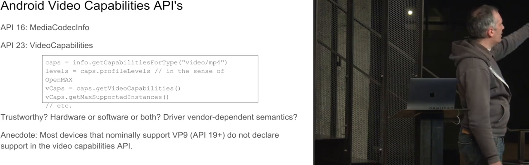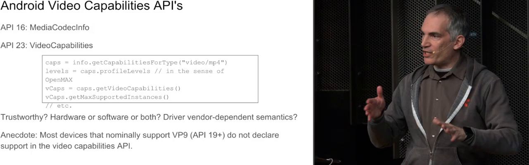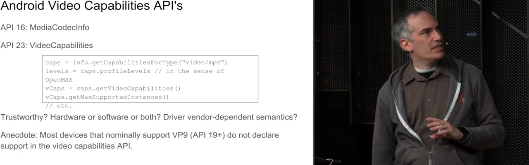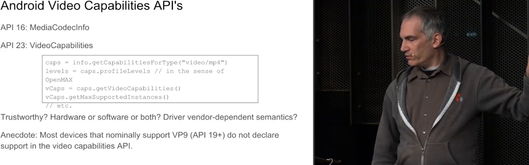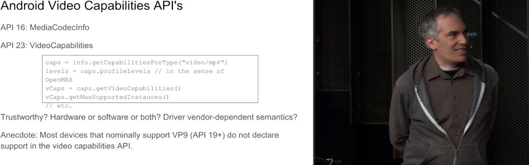And so on Android, I know Android much better than iOS, I apologize. API 16 introduced what they call MediaCodecInfo, that gave you information, but it wasn't video specific. API 23, which is like 2015 vintage, gave you specifically video capabilities, where this little code snippet is an example.